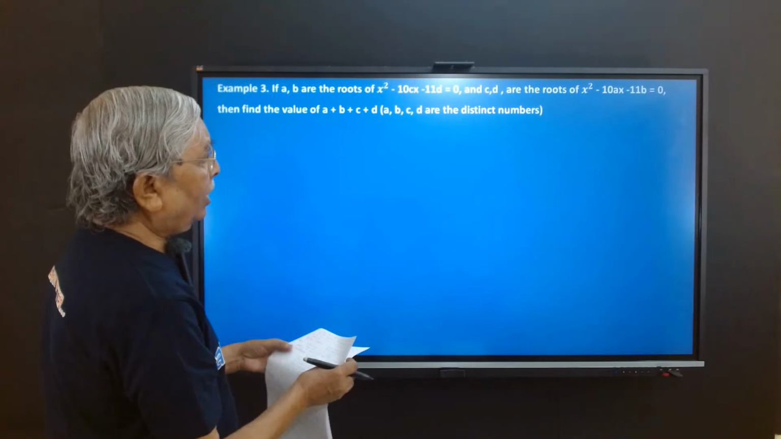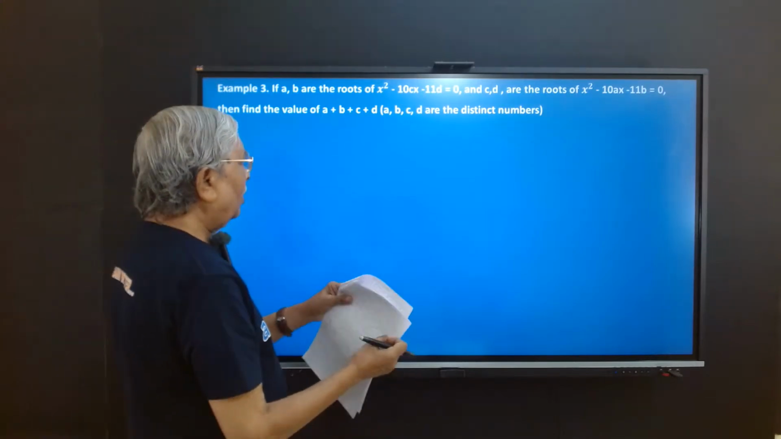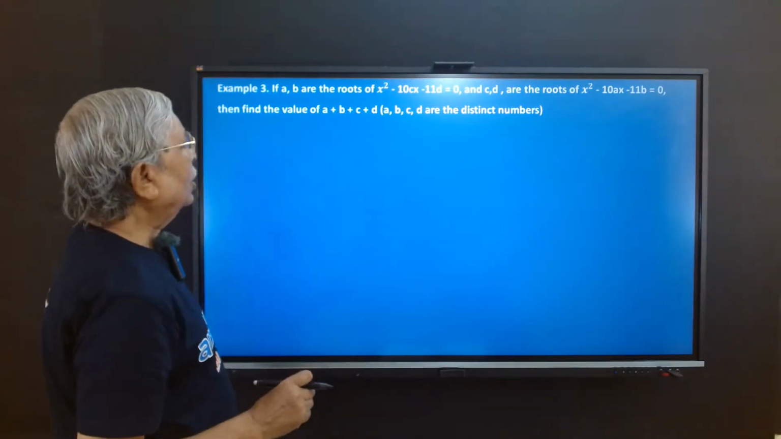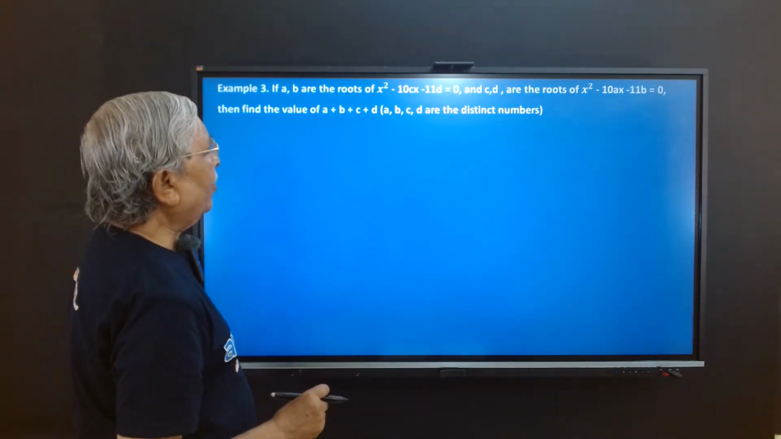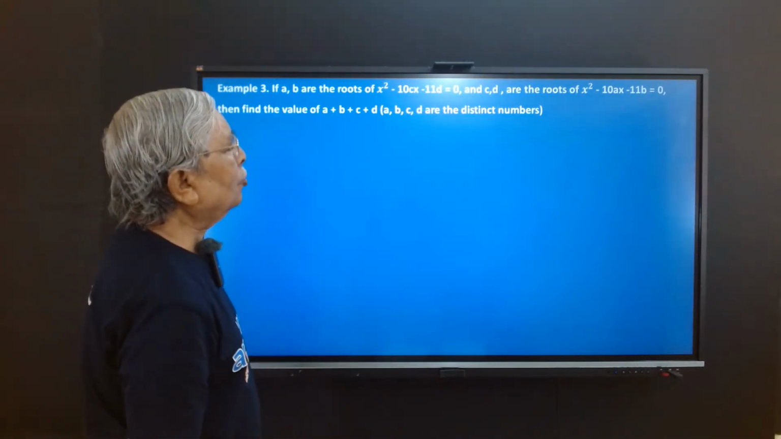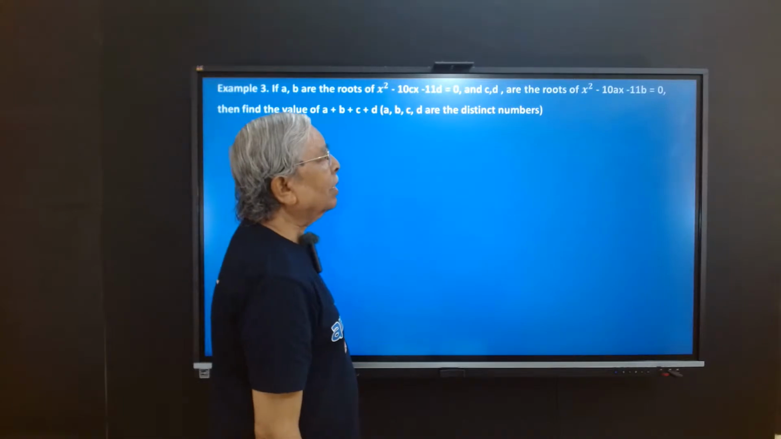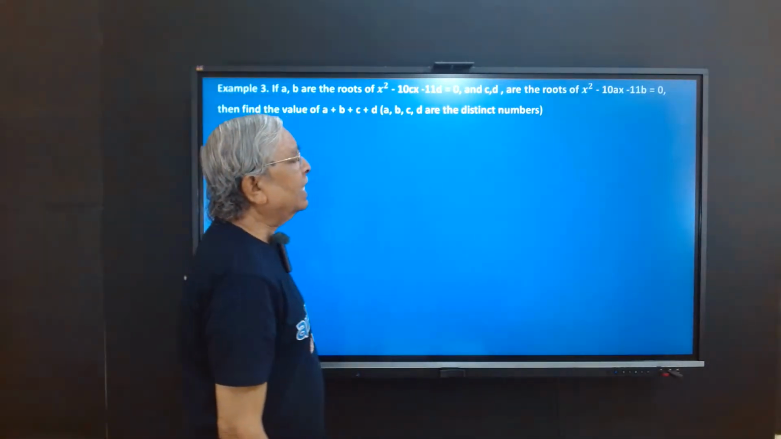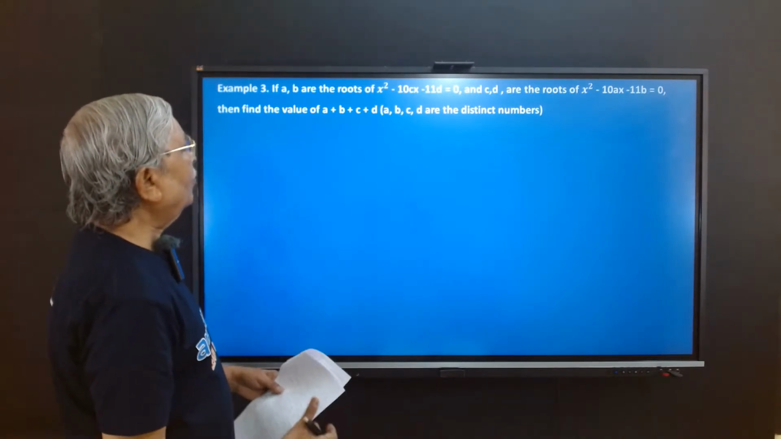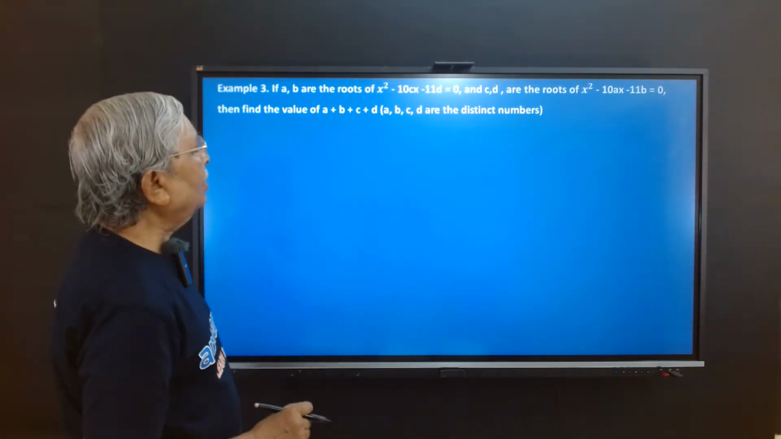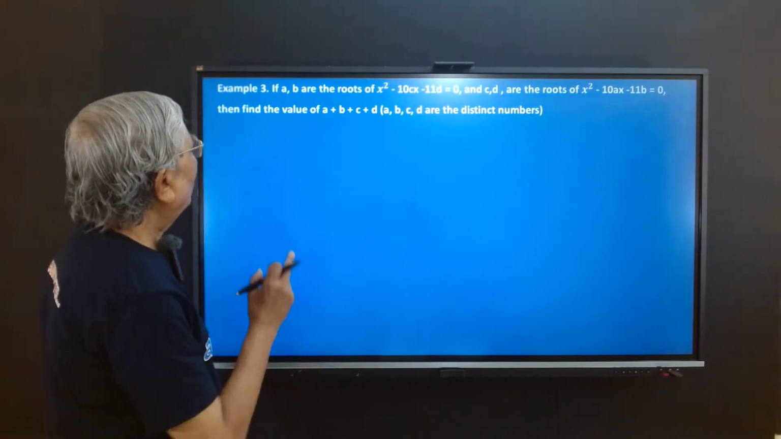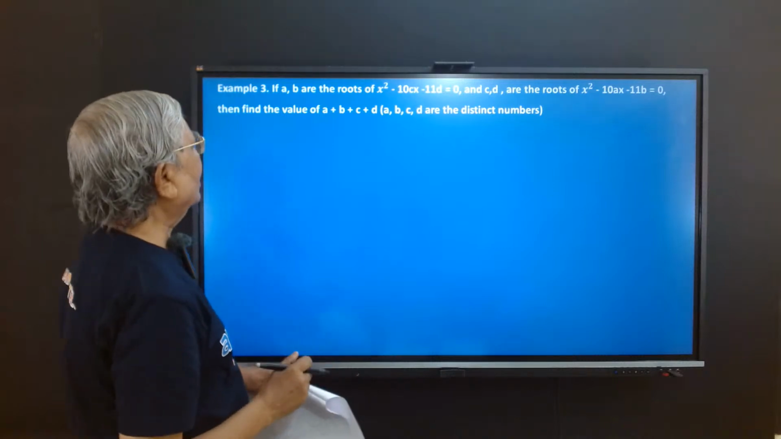Now, let us come to the third problem. Third problem is: if a, b are the roots of the equation x square minus 10cx minus 11d equals to 0, c, d are the roots of the equation x square minus 10ax minus 11b equals to 0, you have to find the value of a plus b plus c plus d where a, b, c, d are distinct numbers. First, we write down the four relations.